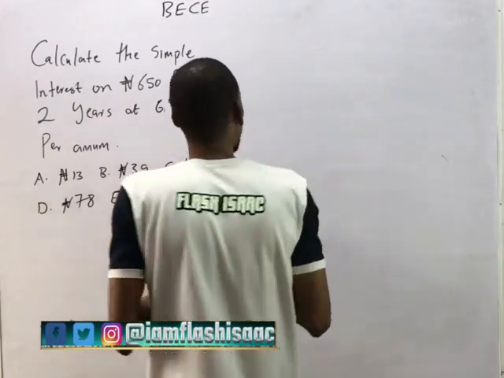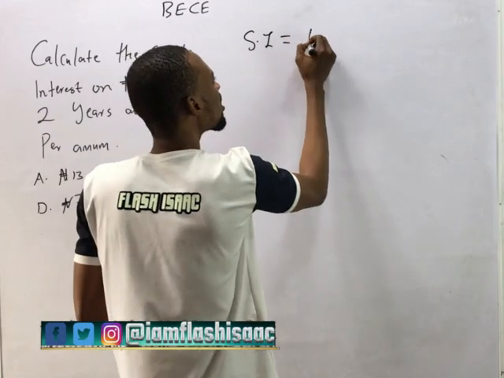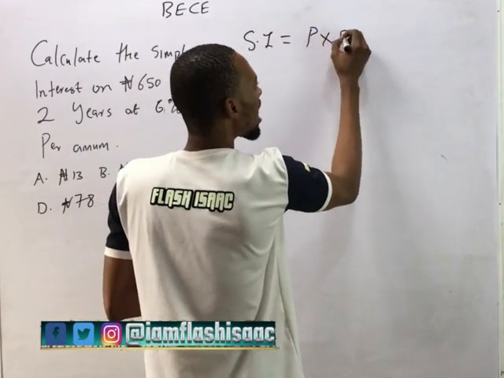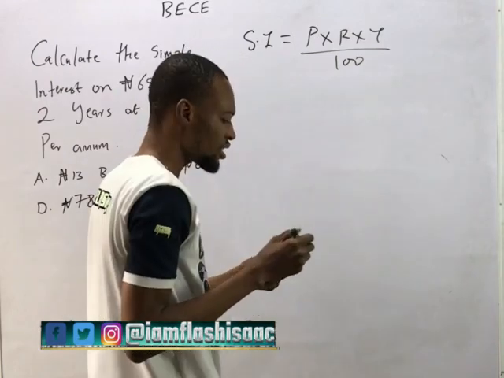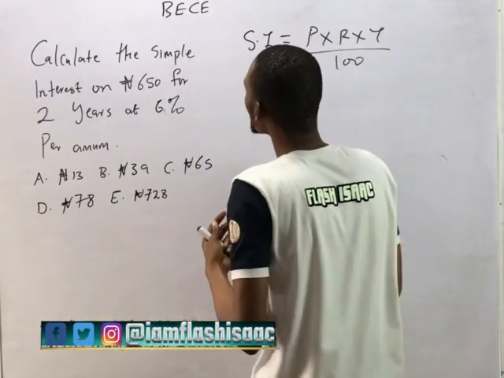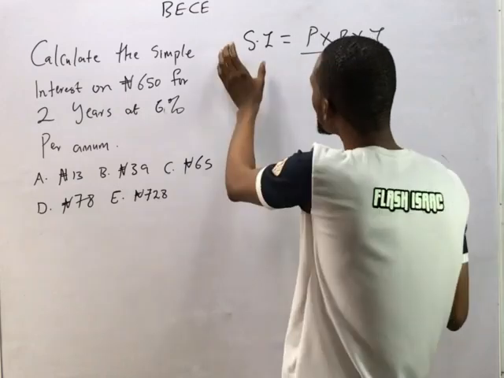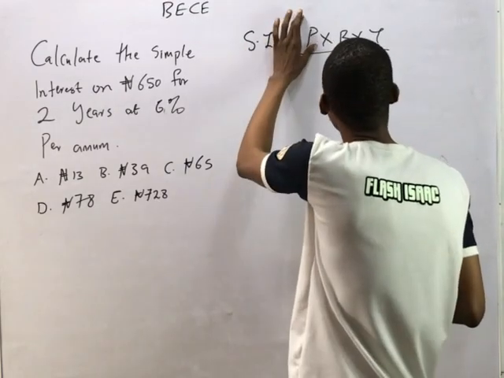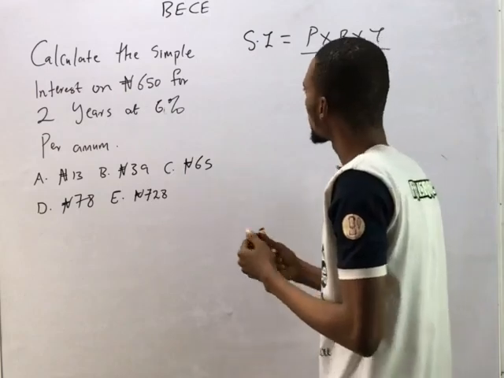And so, to solve simple interest, which is SI, is equal to P times R times T over 100. This is the formula for calculating simple interest. Sometimes you'll be given the simple interest, the principal, and rate, and asked to look for time.